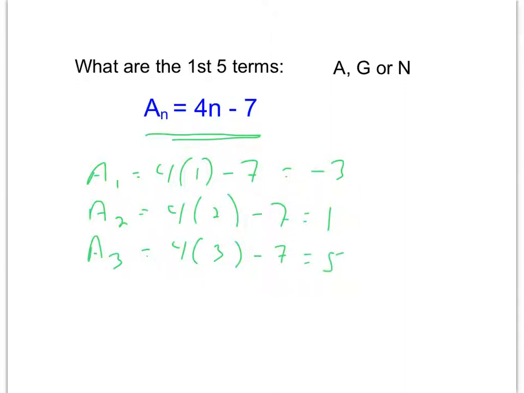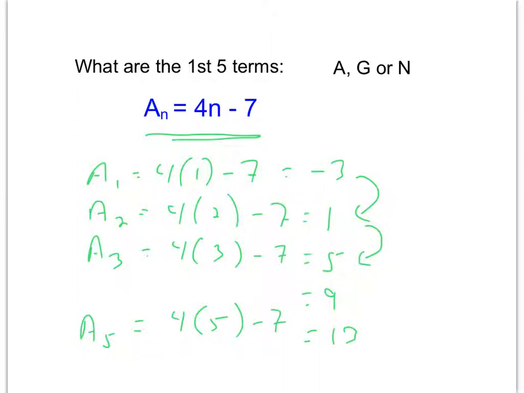You may have already noticed that we're adding 4 each time. Negative 3 plus 4 is 1. 1 plus 4 is 5. 5 plus 4 is equal to 9. That's going to be a sub 4. And a sub 5 is 9 plus 4, which is 13. And we can double check that. A sub 5 is going to equal 4 times 5 minus 7. 20 minus 7 is 13.